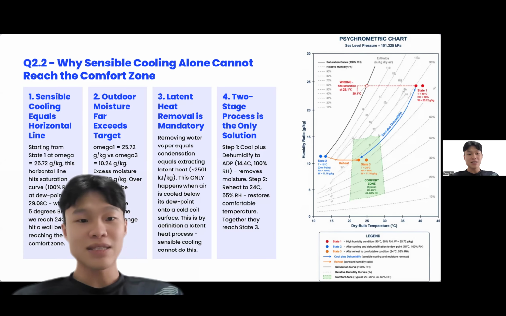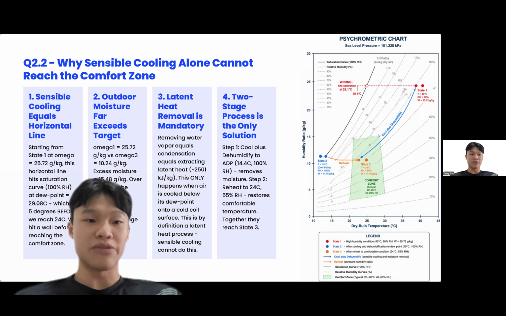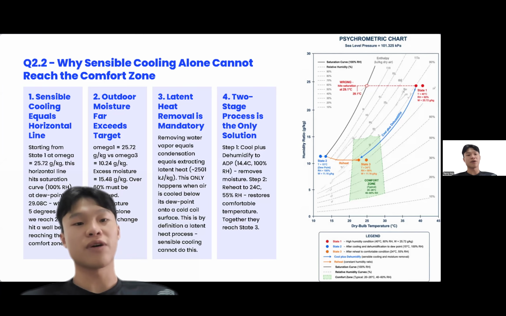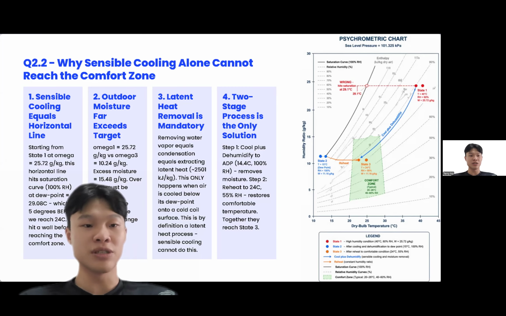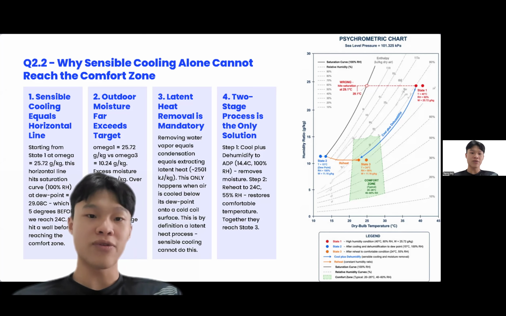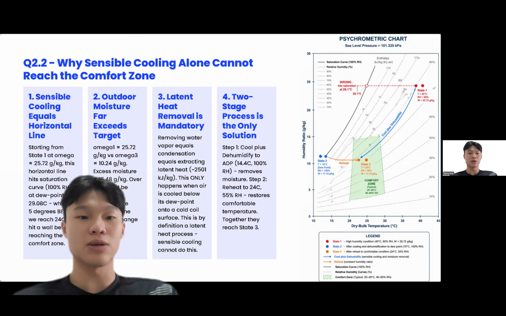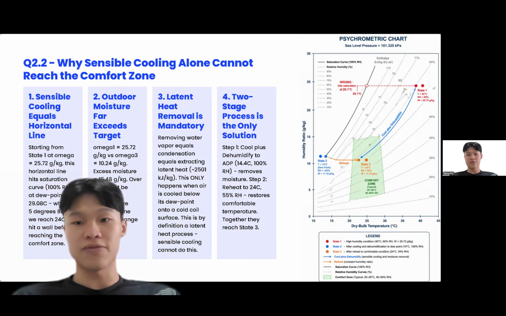The two-stage process is the only valid solution. Step 1. Cool and dehumidify to the ADP at 14.4 degrees, removing the excess moisture. Step 2. Reheat sensibly back to 24 degrees. Together, they reach state 3. Sensible cooling alone never can. On the chart you can see the correct path: a diagonal blue line from state 1 down to state 2 at the ADP, then a horizontal orange line across to state 3 inside the comfort zone.